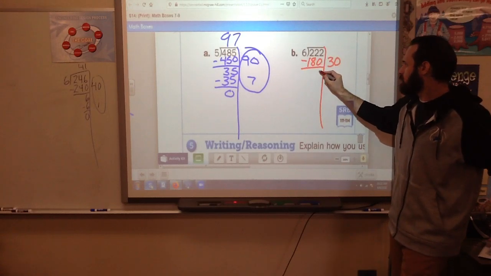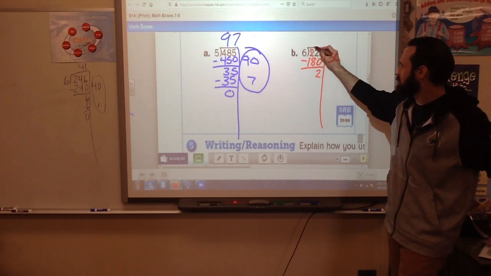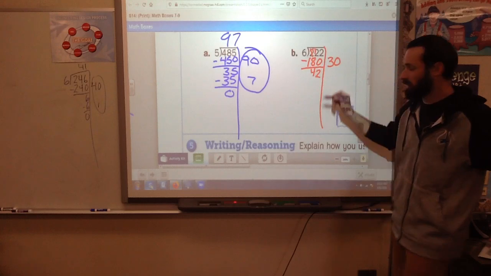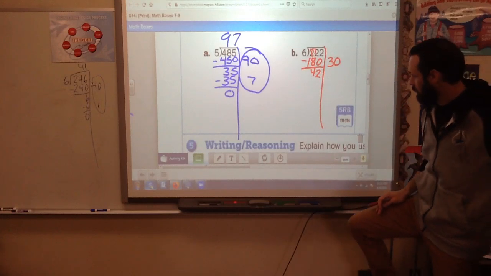2 minus 0, 2. Can't do that. This has got to become a 1. And this becomes 12. 12 minus 8 is 4. 1 minus 1 is 0. We're down to 42. Okay.